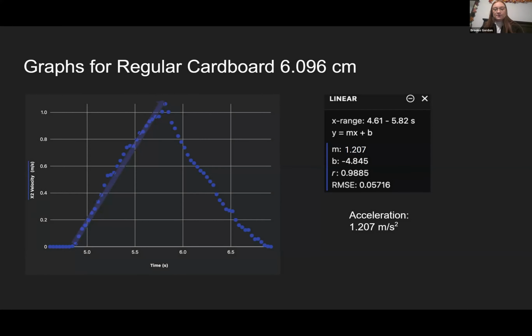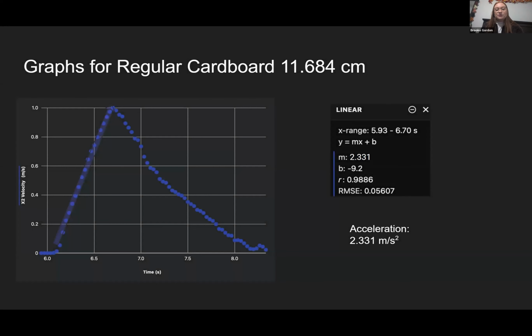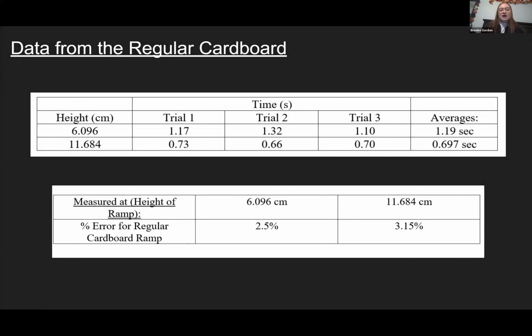So right here are the experimental values we found for the regular cardboard at the 6.096 height. The acceleration was 1.207, and at the 11.684 height, it was 2.331. The lower height showed a 2.5% error, and the taller height showed a 3.15% error, along with our times that it took for each trial.